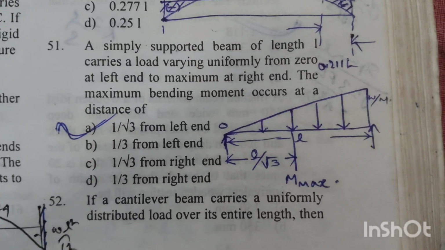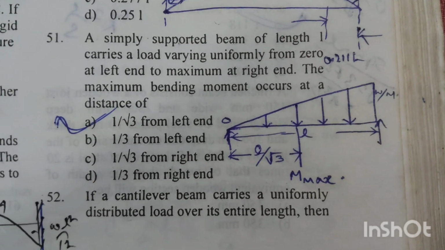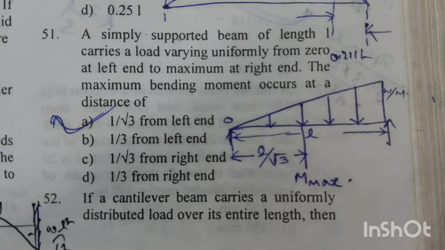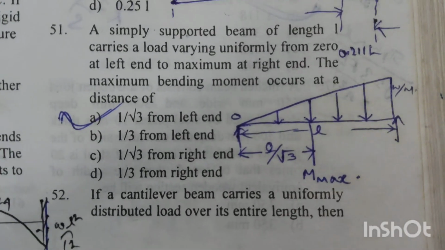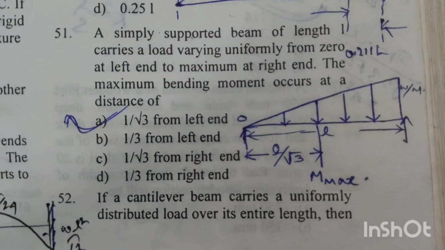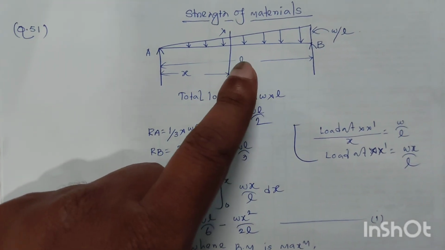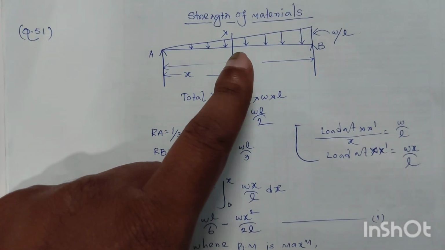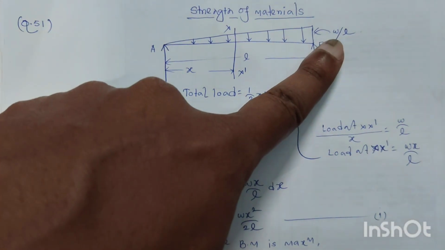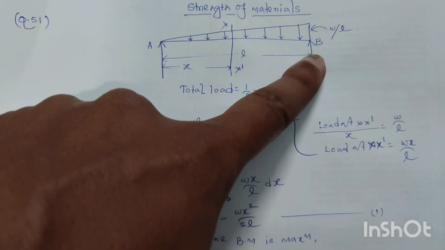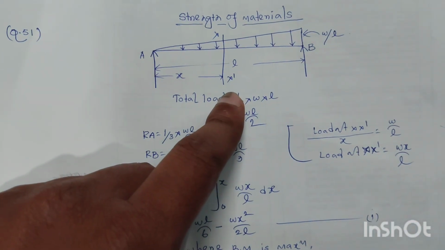Question 51. A simply supported beam of length L carries a load varying uniformly from 0 at the left end to maximum at the right end. The maximum bending moment occurs at a distance of... Our simply supported beam AB is subjected to a uniformly varying load of maximum intensity W per unit length, 0 at this end and maximum at this end. The total length of the beam is L.